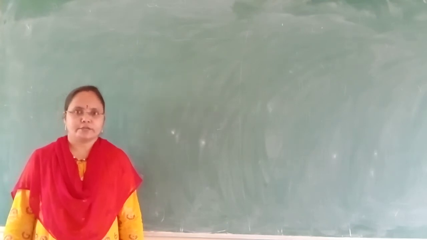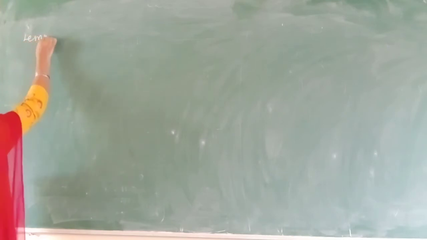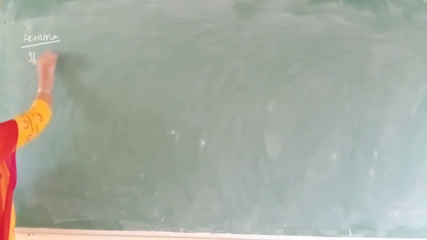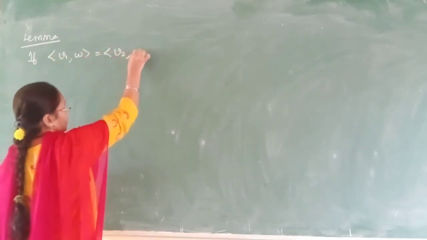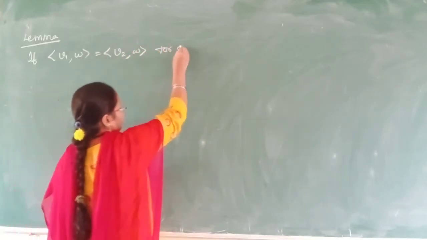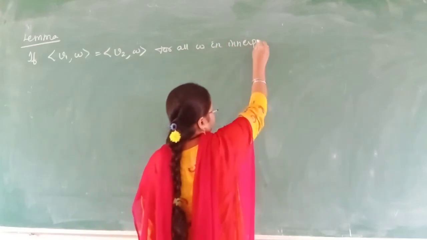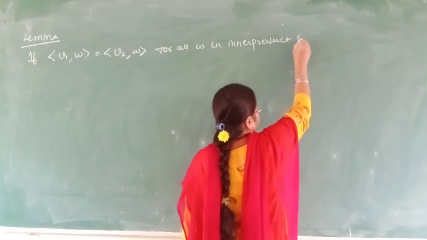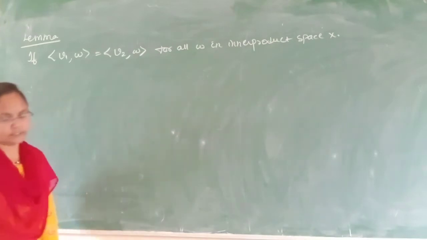Today's class I would like to explain a lemma under definitions. See our first lemma. The statement is: if the inner product of V1 comma W is equal to the inner product of V2 comma W for all W in inner product space X. So this is the given condition.